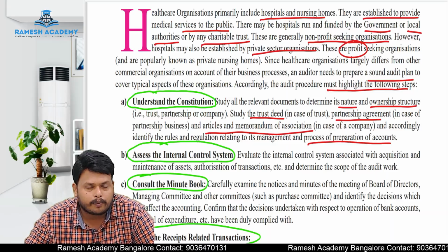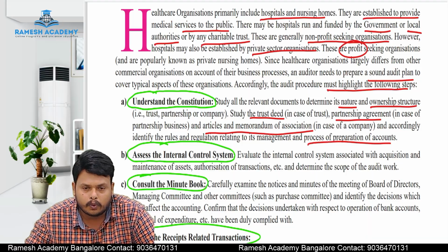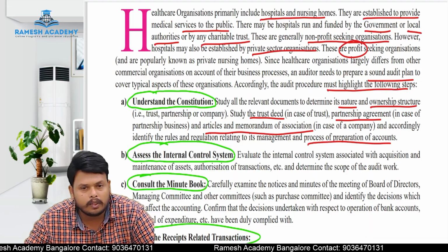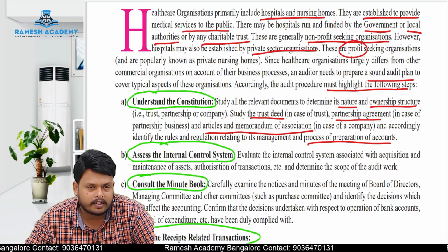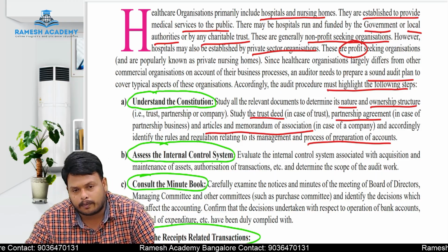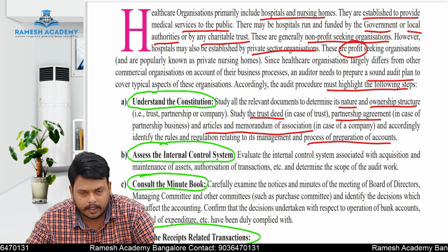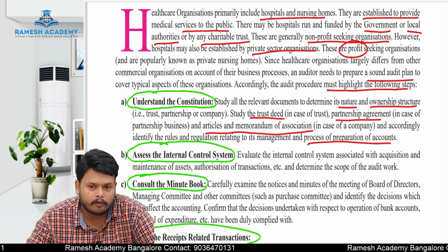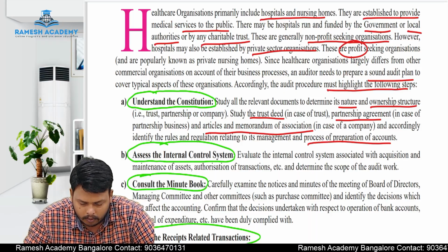Next, if these hospitals are opened in the name of a partnership, partnership means two or more persons combining together to do the business. In that case, the auditor has to read the partnership deed: for what purpose this hospital has been opened, what services they are planning to provide to the general public, and what the main motive is, to earn profit or to provide service. All these things the auditor has to verify.